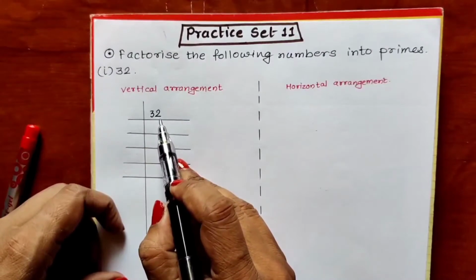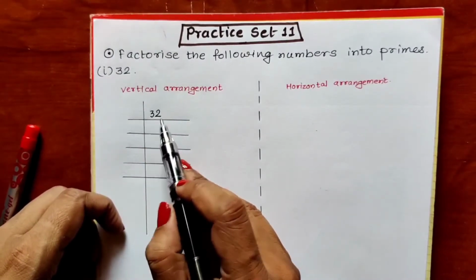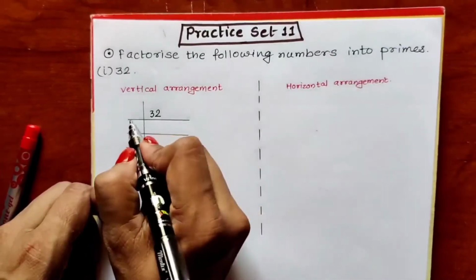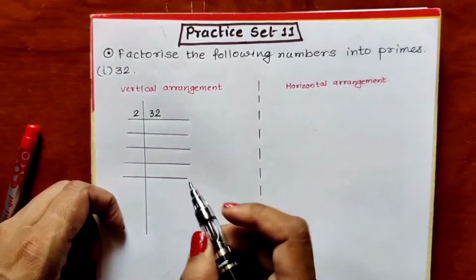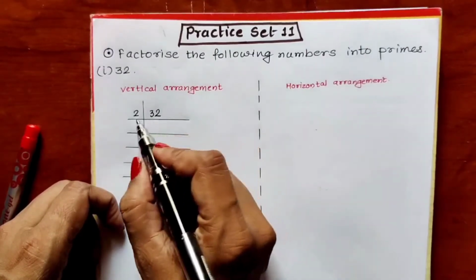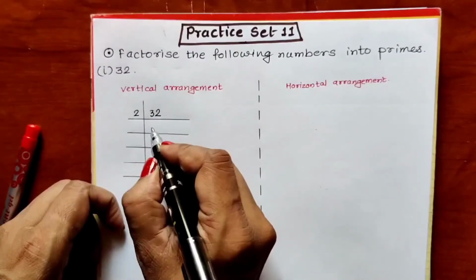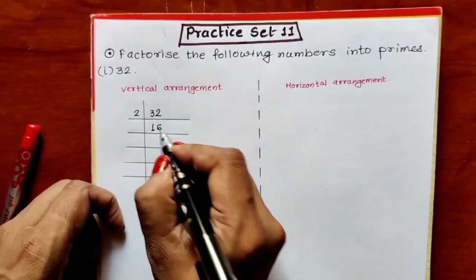32, 2 is there in the unit place. So when 2 is there in the unit place, this number 32 can be divisible by 2. So first factor is 2. We all know when we divide any number by 2, we get answer half of that number. That means 32 divided by 2, we will get 16.